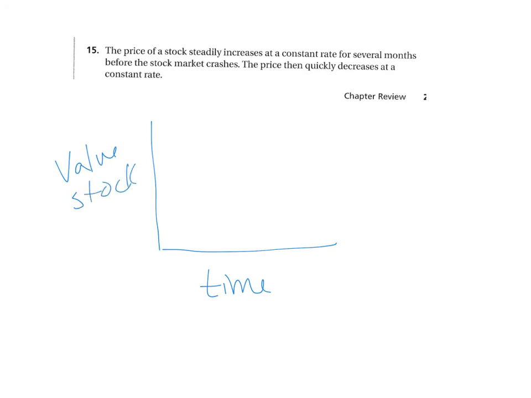Maybe this could be something related to COVID. We have a stock that's steadily increasing, and then for some reason the stock market crashes, and so the crash happens right here on our timeline. At the sign of the crash, it quickly decreases at a constant rate. And that's how we would graph number 15.